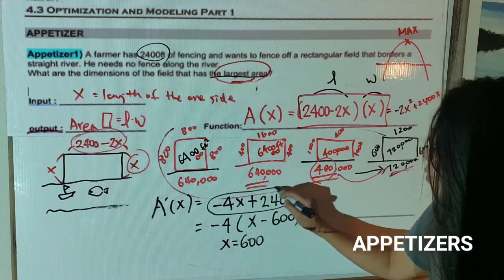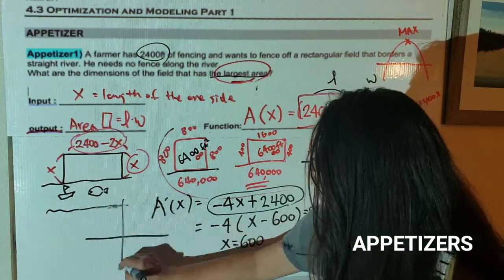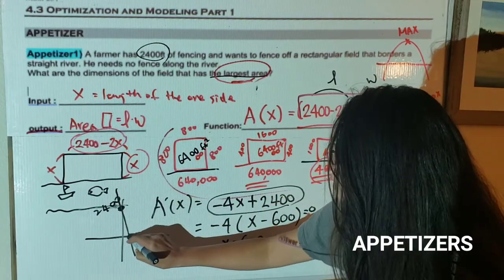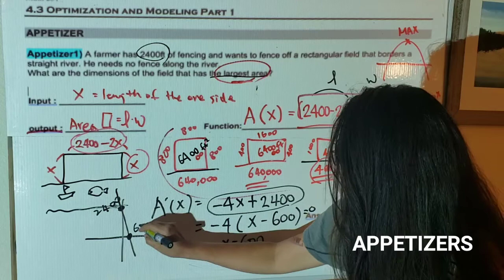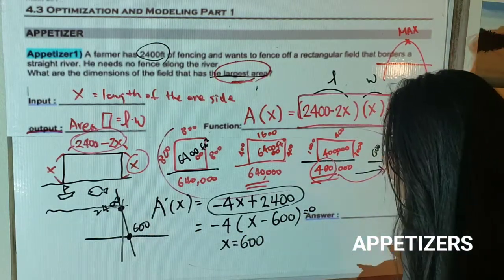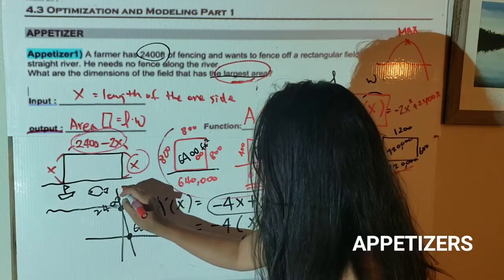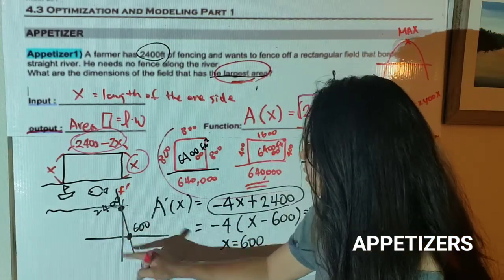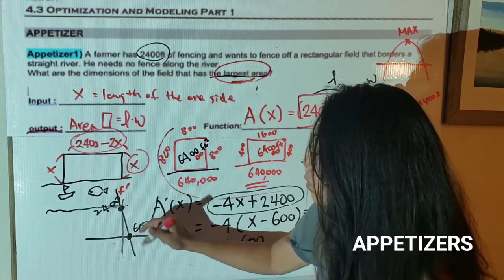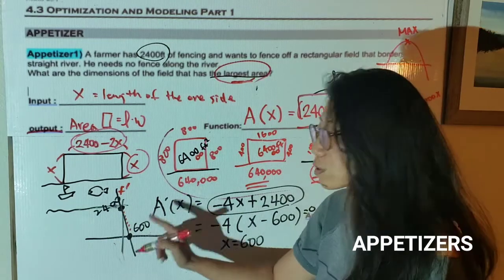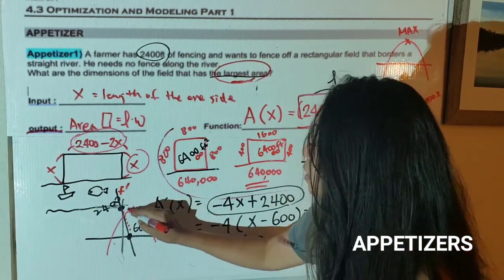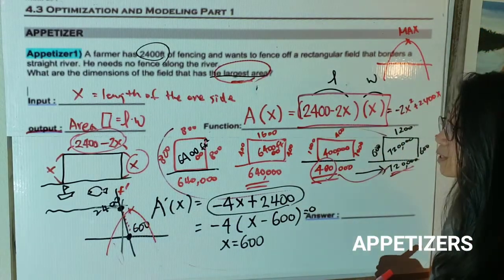So if you graph this one, you will see 2,400 and then slope is negative 4. So this coordinate will be 600, right? Your x-intercept is 600 as it says here. So what does it say? From the critical point, my first derivative is positive on the left side and negative after. This tells me that my original function is increasing and then after 600 it's going to be decreasing. Therefore, my maximum is happening at 600.